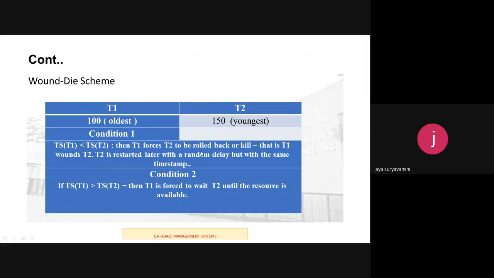Again you have to check the condition, that is, T1 is greater than T2, means the oldest one is greater than T2. So it means T1 is the older transaction and T2 is the youngest one, and T2 requires some resources that are held by T1. Okay. So the database kills the T2 request and restarts it later with a random delay but with the same timestamp.